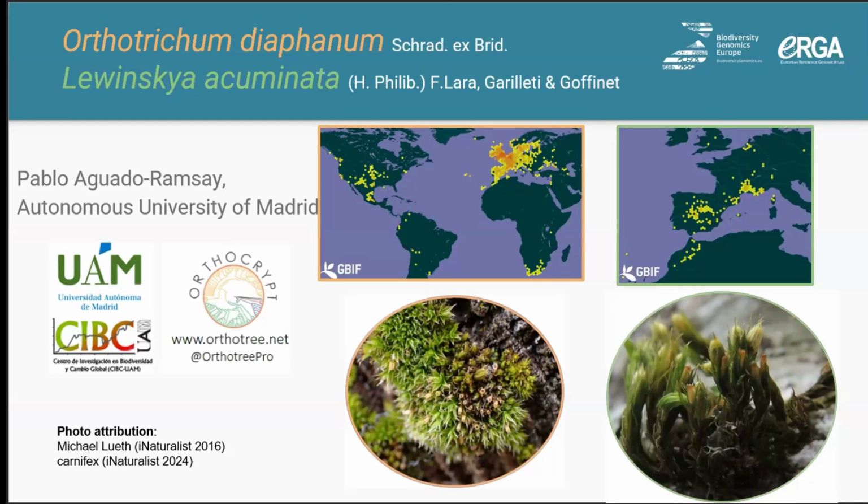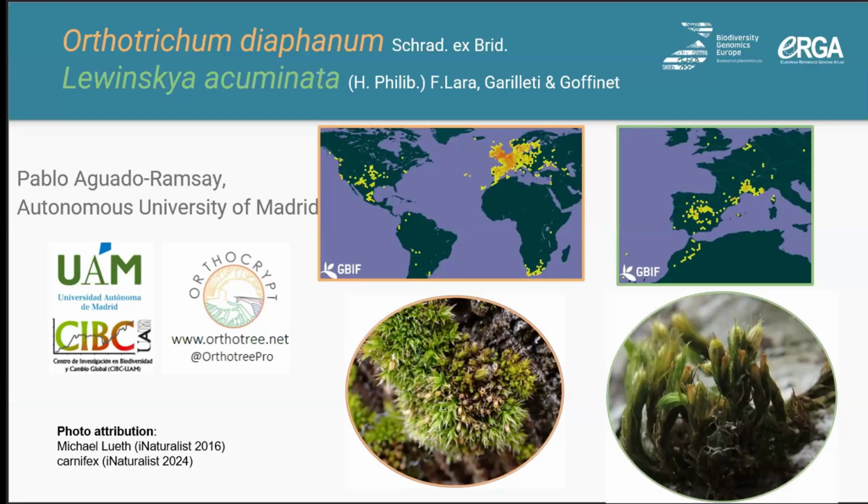The former, Orthotrichum diaphanum, is widespread in the Northern Hemisphere, particularly in Europe, North Africa, and North America. However, in the Southern Hemisphere, distinct populations are known from the Northern Andes and South Africa. It is an easily recognized species in the field because of its characteristic long hyaline hairs on the leaves.